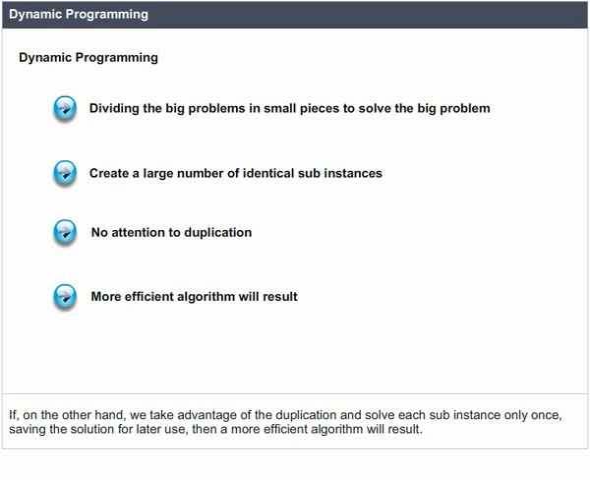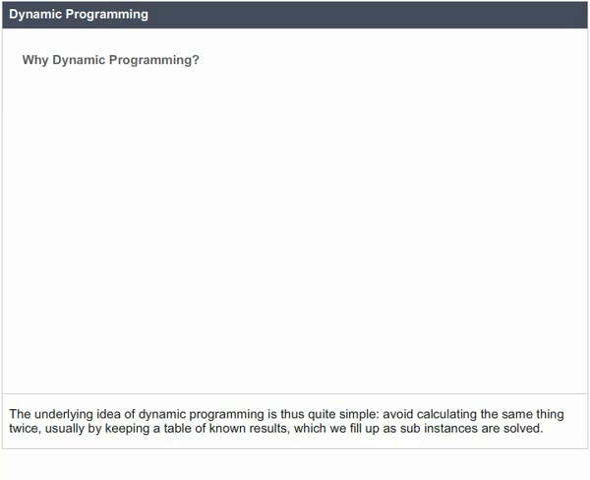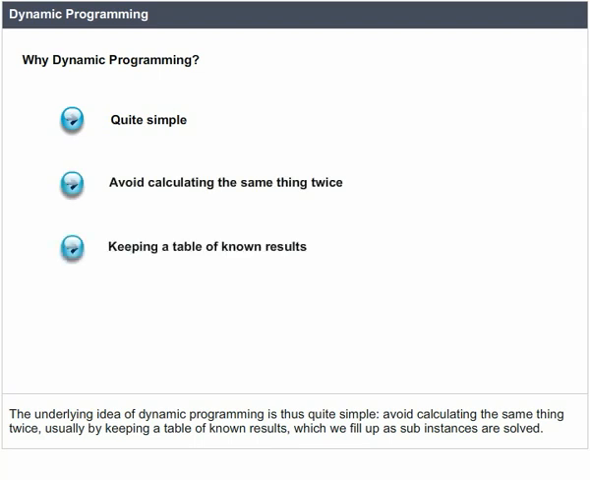The underlying idea of dynamic programming is thus quite simple. Avoid calculating the same thing twice, usually by keeping a table of known results which we will fill up as sub-instances are solved.